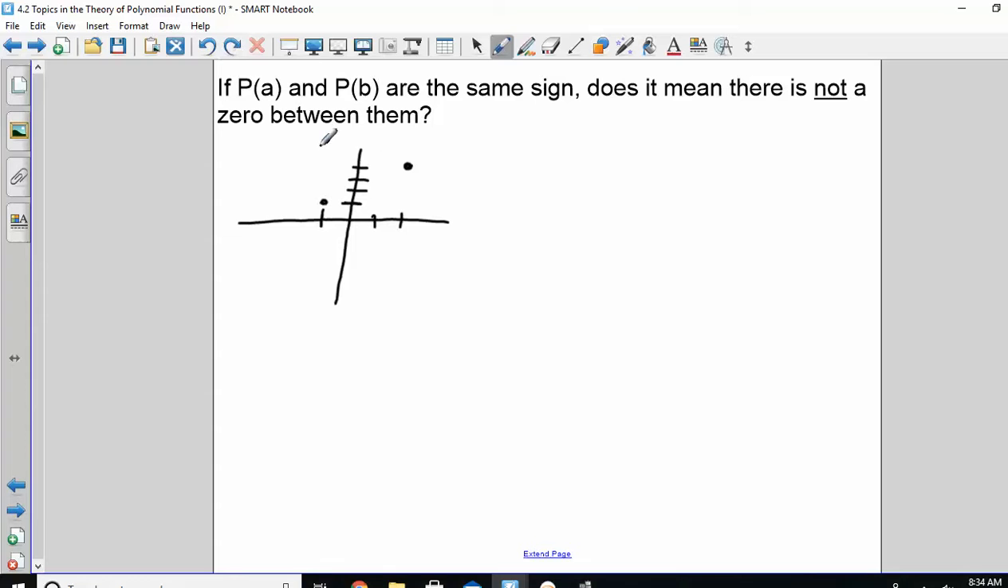Or I could have a graph that looks like that. So if they're different signs, it tells us that there is definitely a 0. If they're the same sign, it really tells us nothing. If I'm asking you to use the intermediate value theorem on a problem, most likely it's going to change sign. But if it doesn't, then you just say, we don't know. It doesn't really help me out. Okay, any questions there?